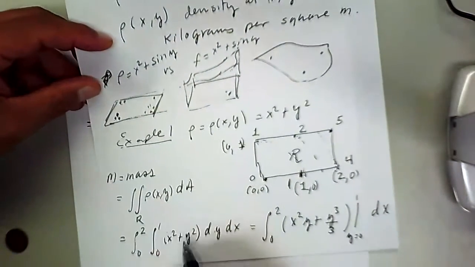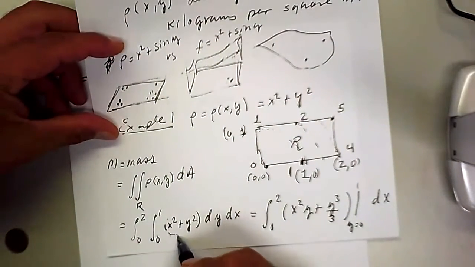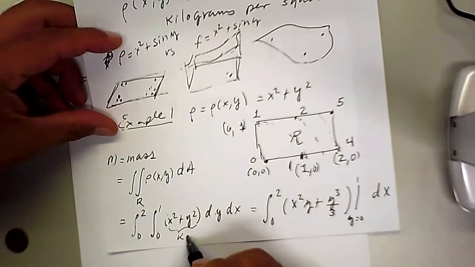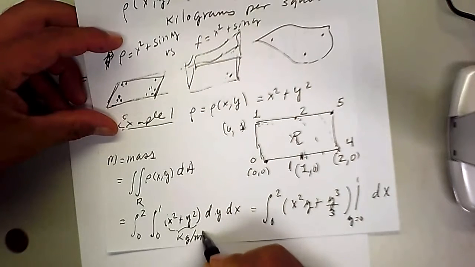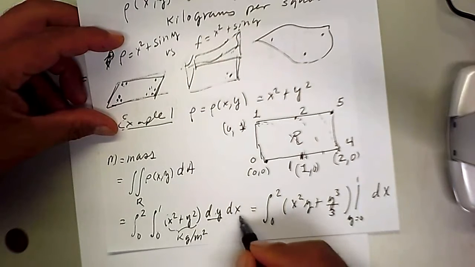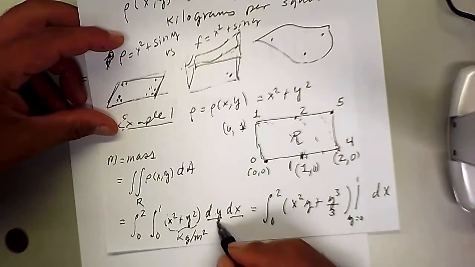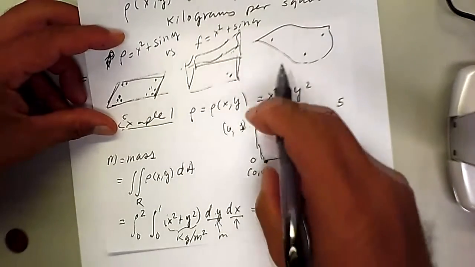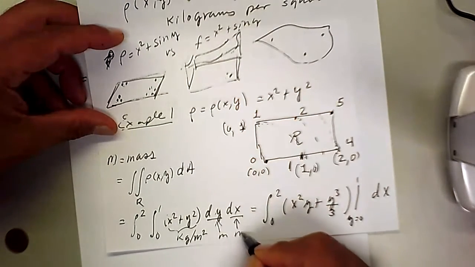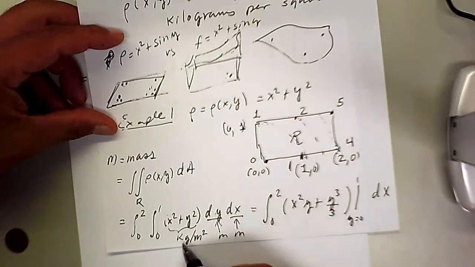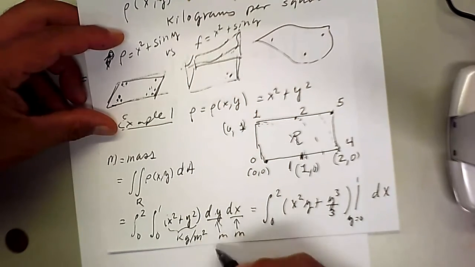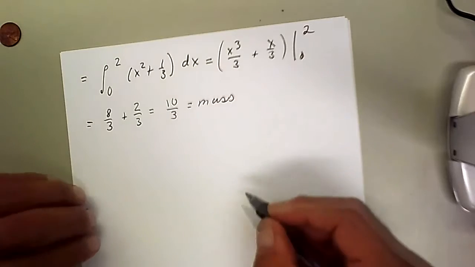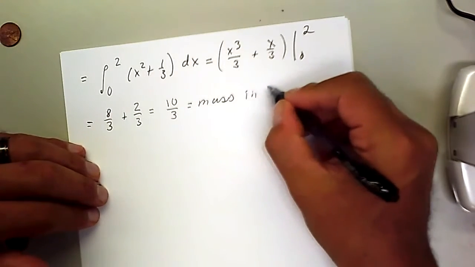Let's go back to y. The density is in kilograms over meters squared. But then we're multiplying by units of meters and meters, since y is a length. So when we multiply, the meters cancel off because here we're dividing by m squared. And so we end up with kilograms. So the mass is in kilograms.